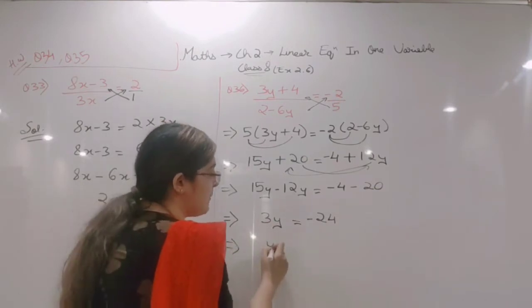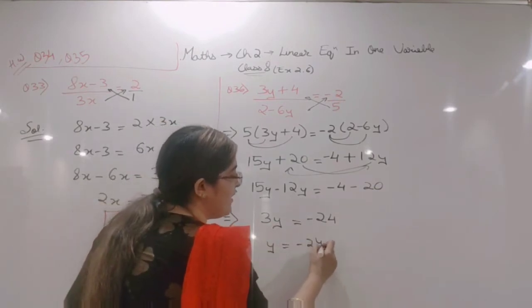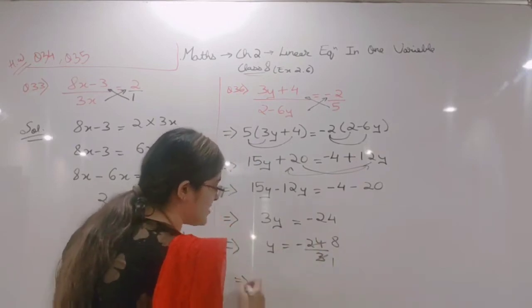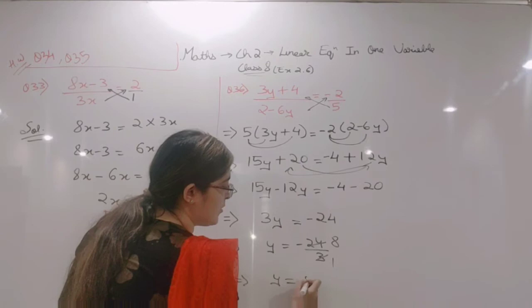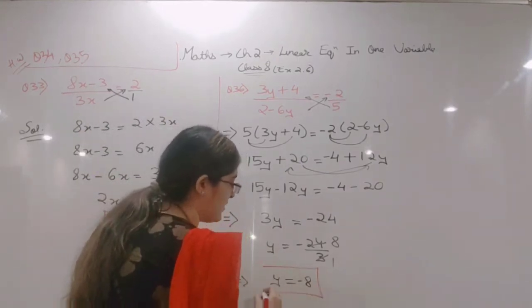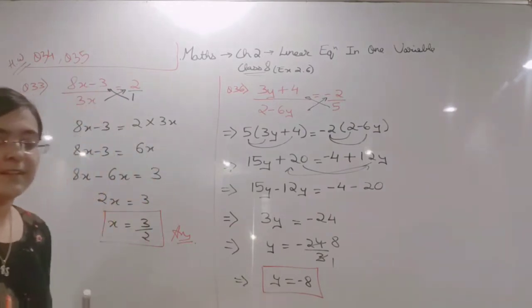Now this 3 is in multiplication, so it will go in the division. 3 ones are 3, 8 threes are 24. What is your final answer? y is equal to minus 8. Clear, students? y is equal to minus 8.